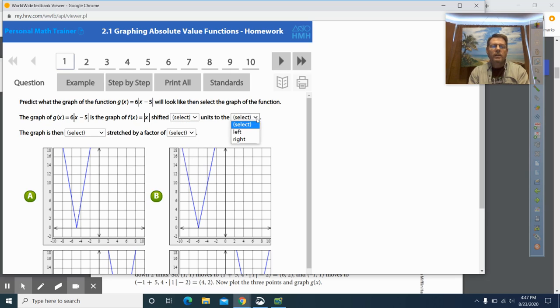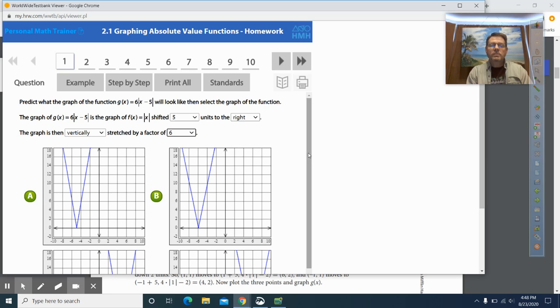1 through 8, and then left to right. So if they're talking about left and right, that means they're talking about the inside, aren't they? It has to be the inside if they're talking left and right. So we're talking about the 5, it has to be that. And it's -5, so it would think left, but remember it's backwards because of that negative sign, so it's really going to be right. And then over here it says the graph is vertically, because that 6 is on the outside, it's got to be an up and down idea, stretched by a factor of 6.